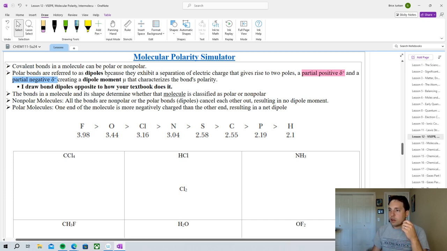where I'm going to draw the bond polarity as going from the partial positive to the partial negative side. The textbook does it the opposite way. So it'll draw from the negative to the positive, which is how it's recommended to draw it. But I've yet to see very many people make that transition to drawing it that way. So I wanted to introduce it this way. The overall dipole, if there is one, is called the dipole moment of the molecule, which is given the Greek letter mu.